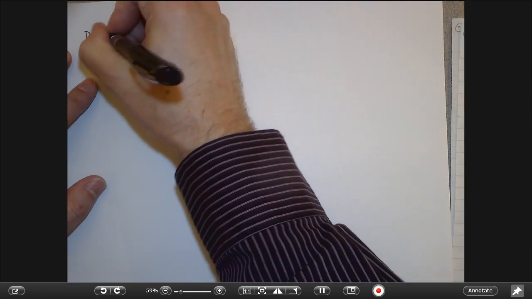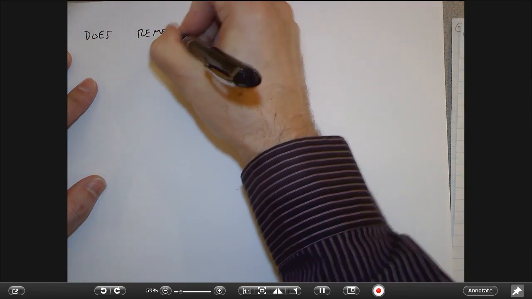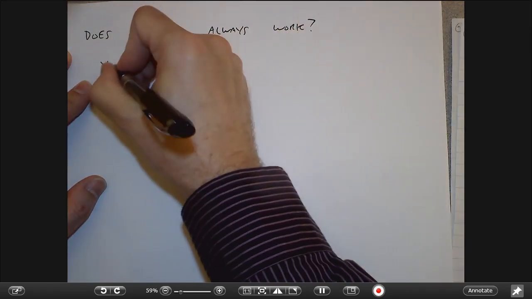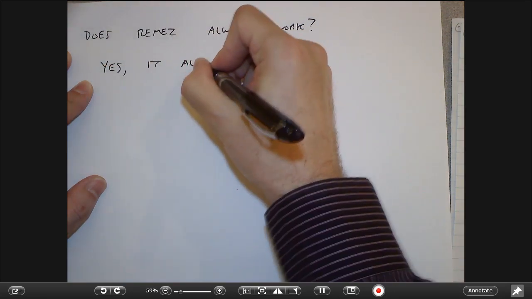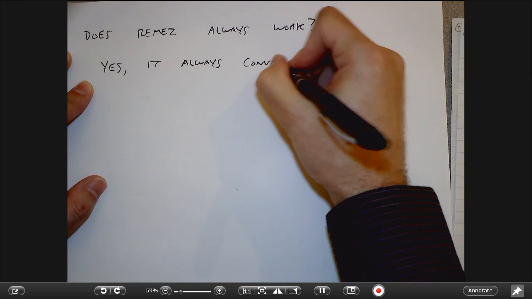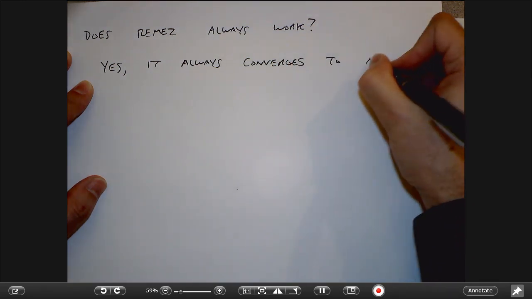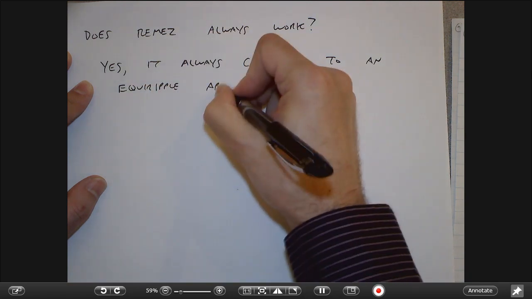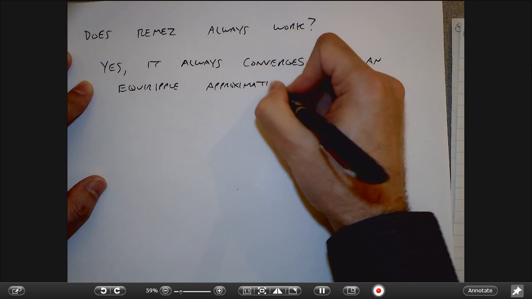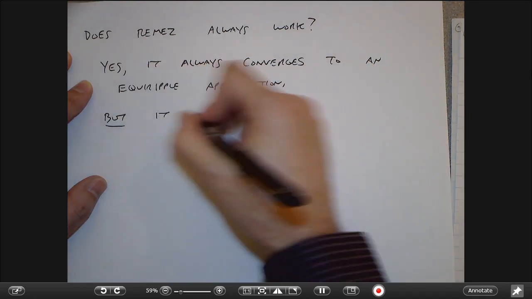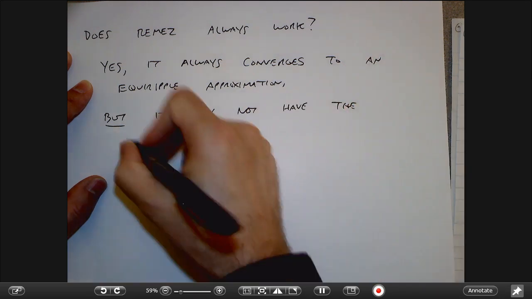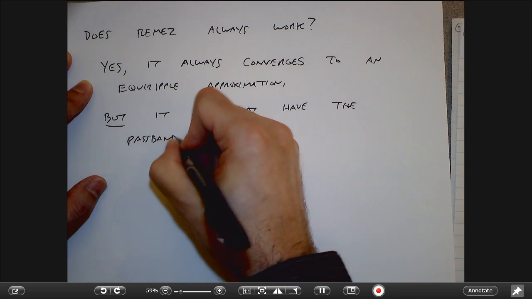So, does Remez always work? It does work in the sense that, yes, it always converges to an Equiripple approximation. But it may not have the passband, stopband characteristics you want for a given n.